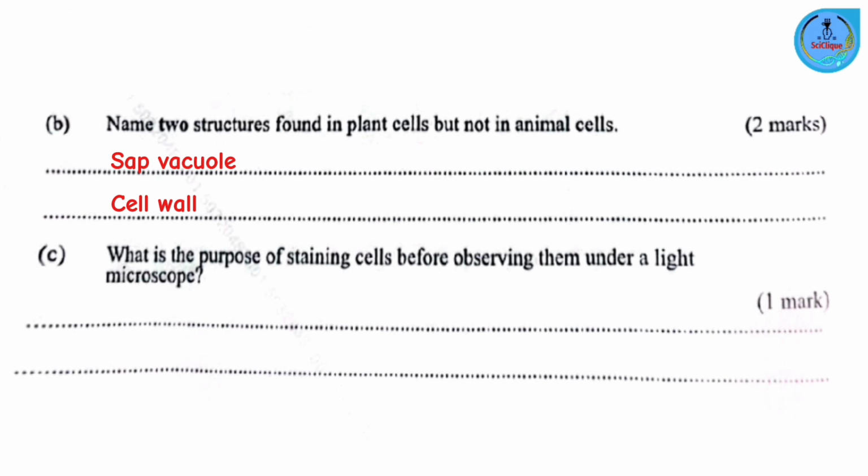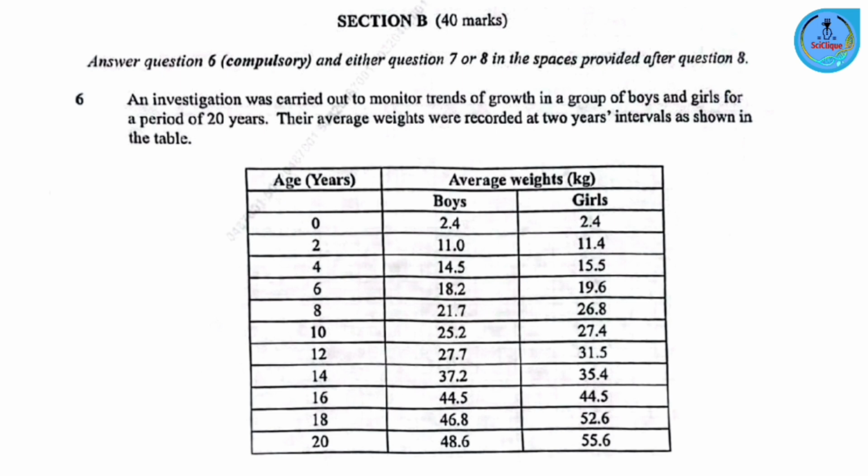Part C. What is the purpose of staining cells before observing them under a light microscope? Now, this is to make the structures appear more distinct and clear. Moving on to section B of the paper. Question 6. An investigation was carried out to monitor trends of growth in a group of boys and girls for a period of 20 years.